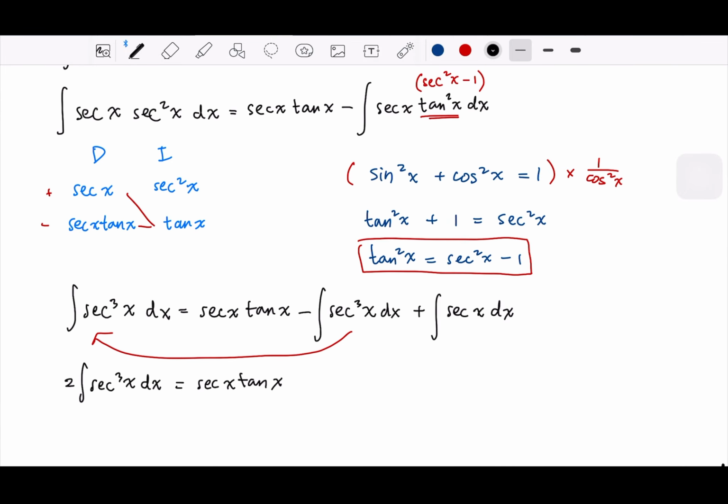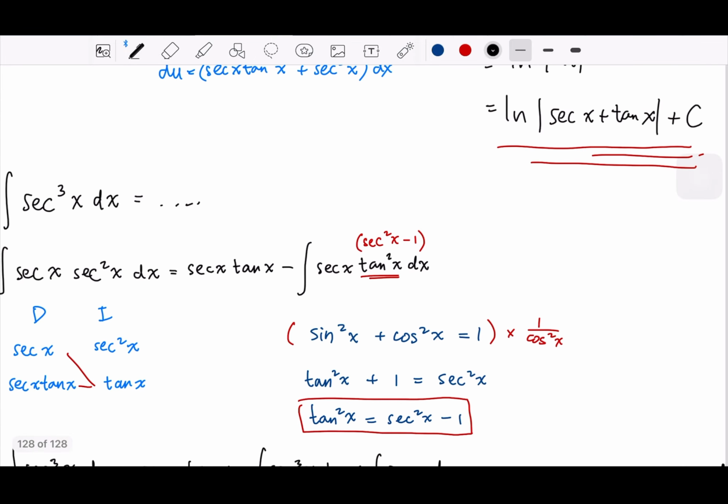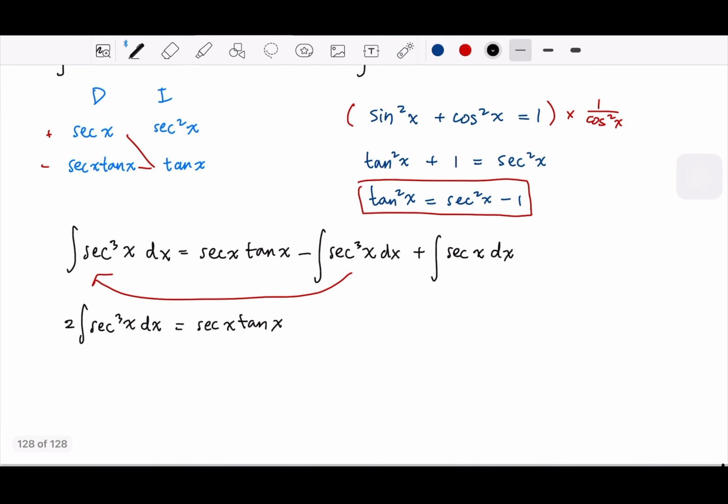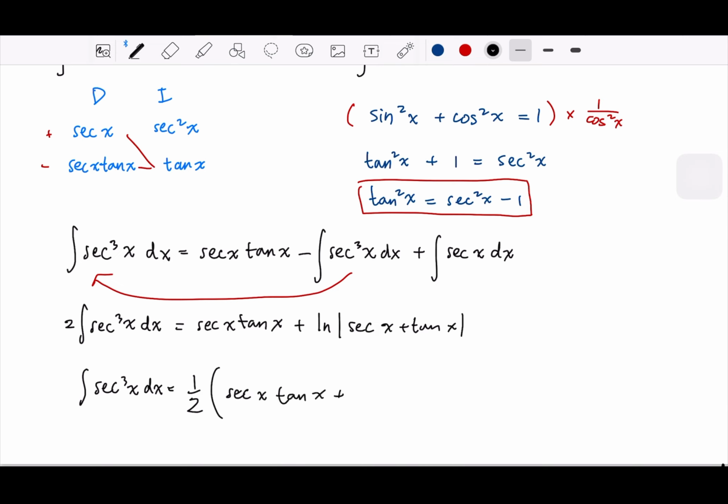And then the last part is the secant x. Secant x, this one. So plus ln secant x plus tangent x. And then the result will be half of secant x tangent x plus constant.